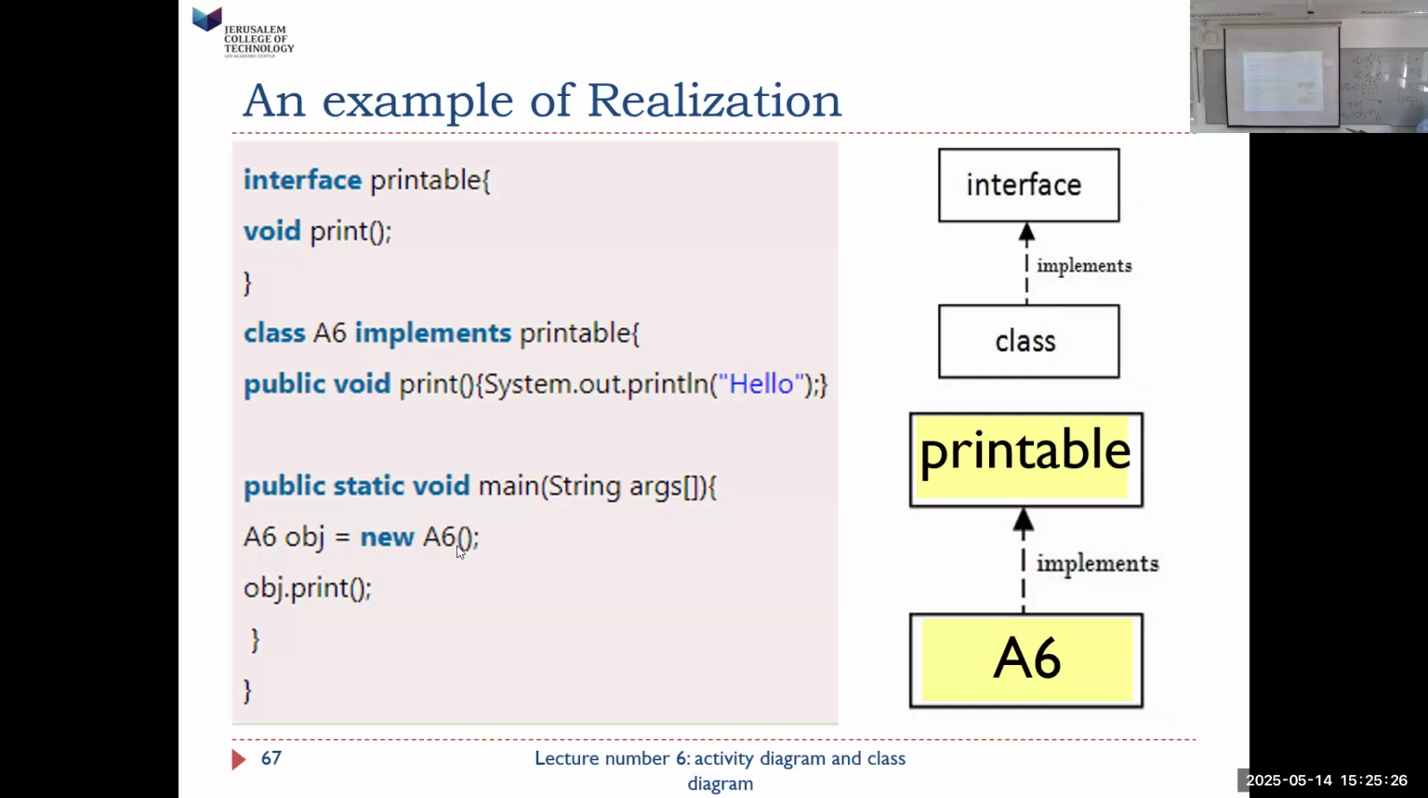And now I can create something of type A6. I couldn't create something of type Printable. And then I can call print on it. Now I can write a function that takes something of type Printable, and it can take any parameter, as long as that parameter is an implementation of the interface Printable.